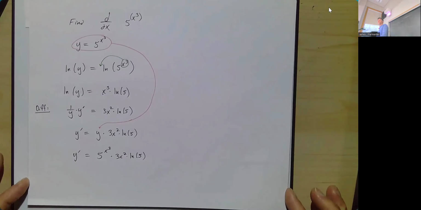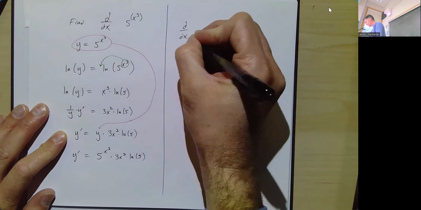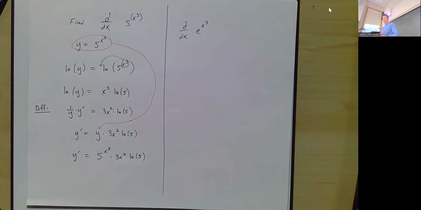So you don't want to do this every time you have some atypical base, meaning some base other than the natural base e. e is the best, right? If I asked you the same sort of question, but it was the derivative of, say, e to the x cubed, we could all do that without really doing any of all of this.